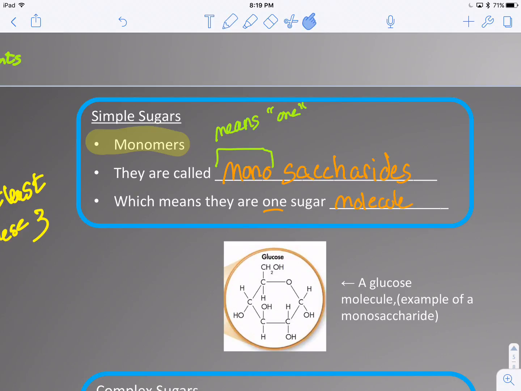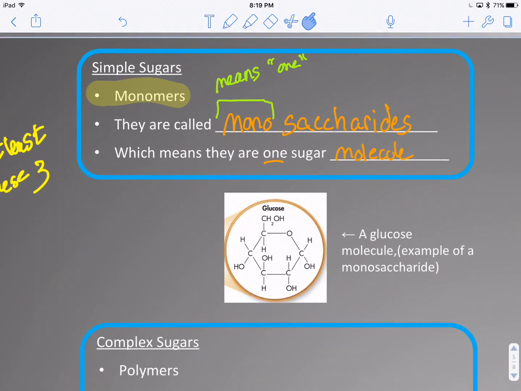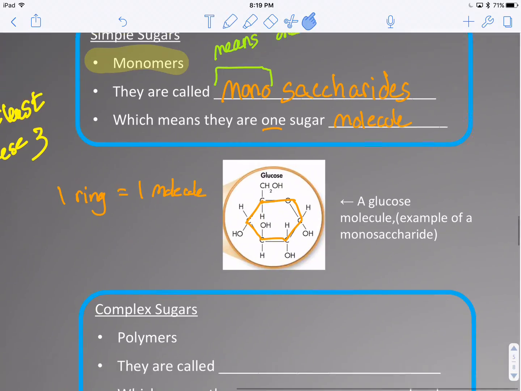Cool. And what I'm showing you right here is a glucose molecule. It is one molecule because there is only one ring. This is what we define as carbohydrate molecules: one ring equals one molecule. So if you saw two rings, that would not be a simple sugar, because that's not one molecule. That would be our complex sugars.